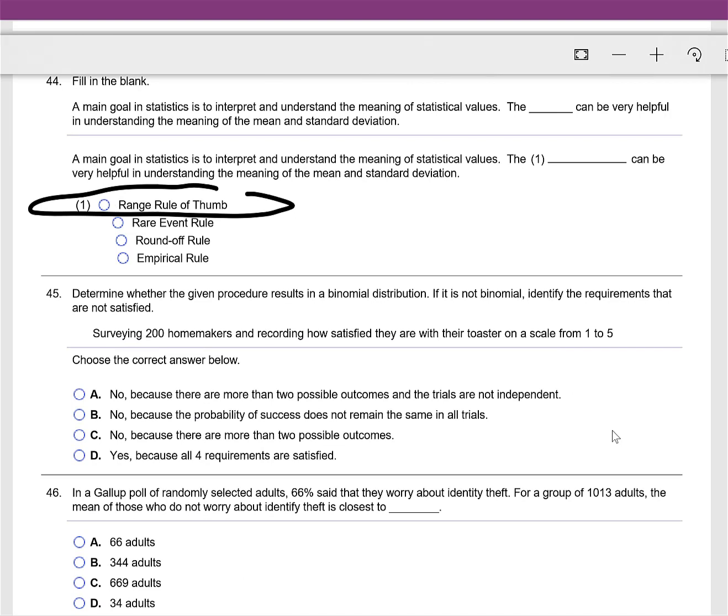So we surveyed 200 homemakers and recorded how satisfied they were with their toaster on a scale of 1 to 5. So there's more than 2 outcomes here. So it's not because there are more than 2 outcomes. So it's going to be C.